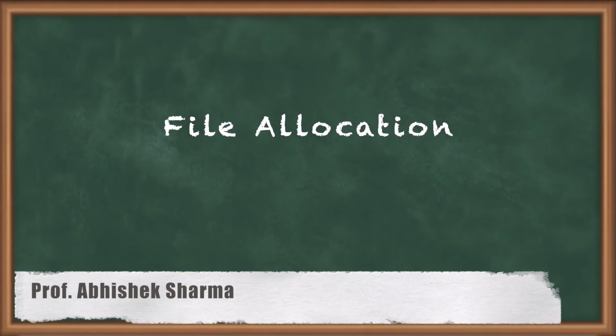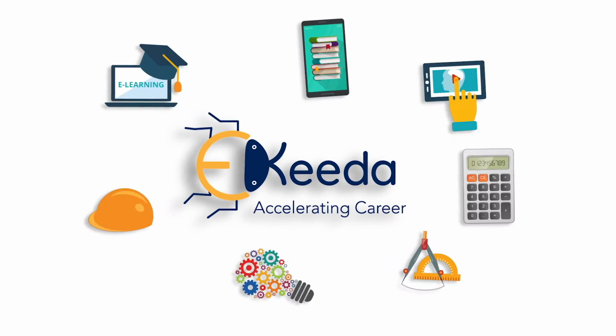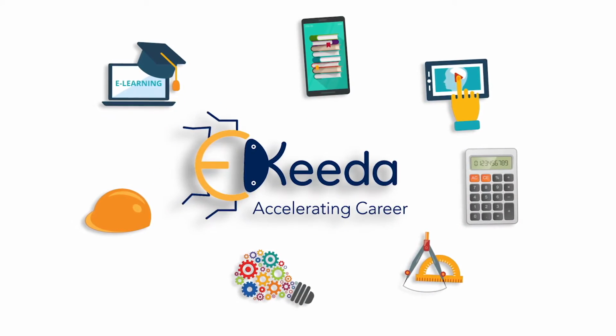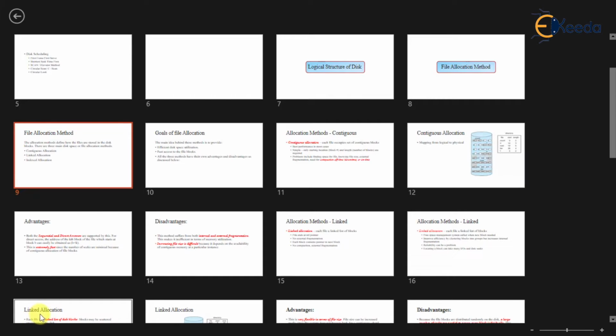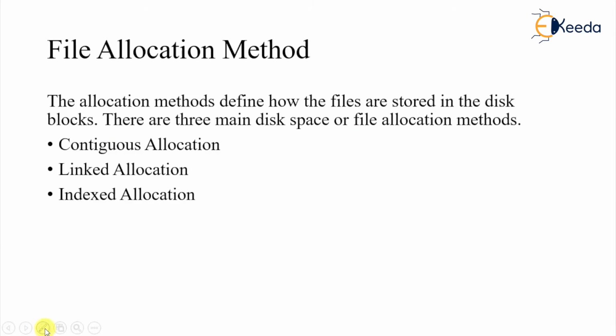Hello friends, in today's class we are going to talk about file allocation methods on disk. As the name suggests, the allocation method defines how the files are stored in the disk blocks. So how are the files going to be stored in the disk block?